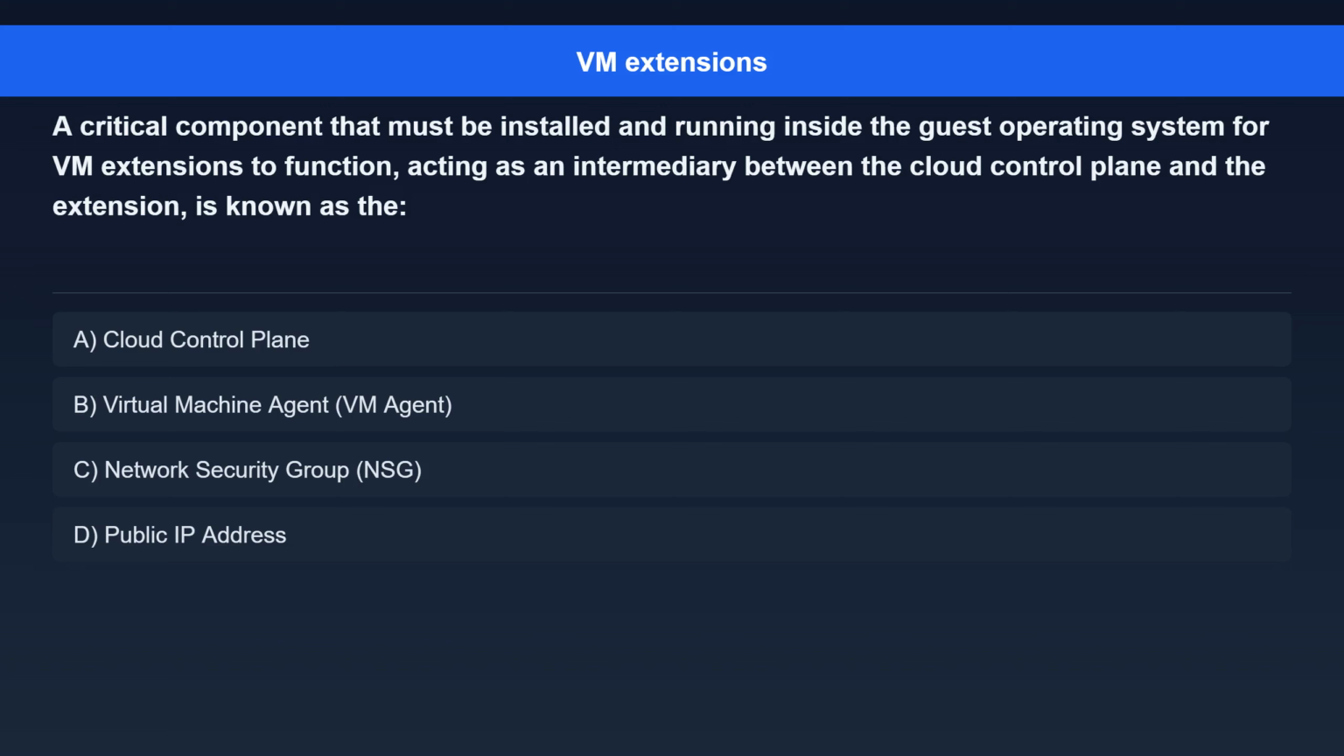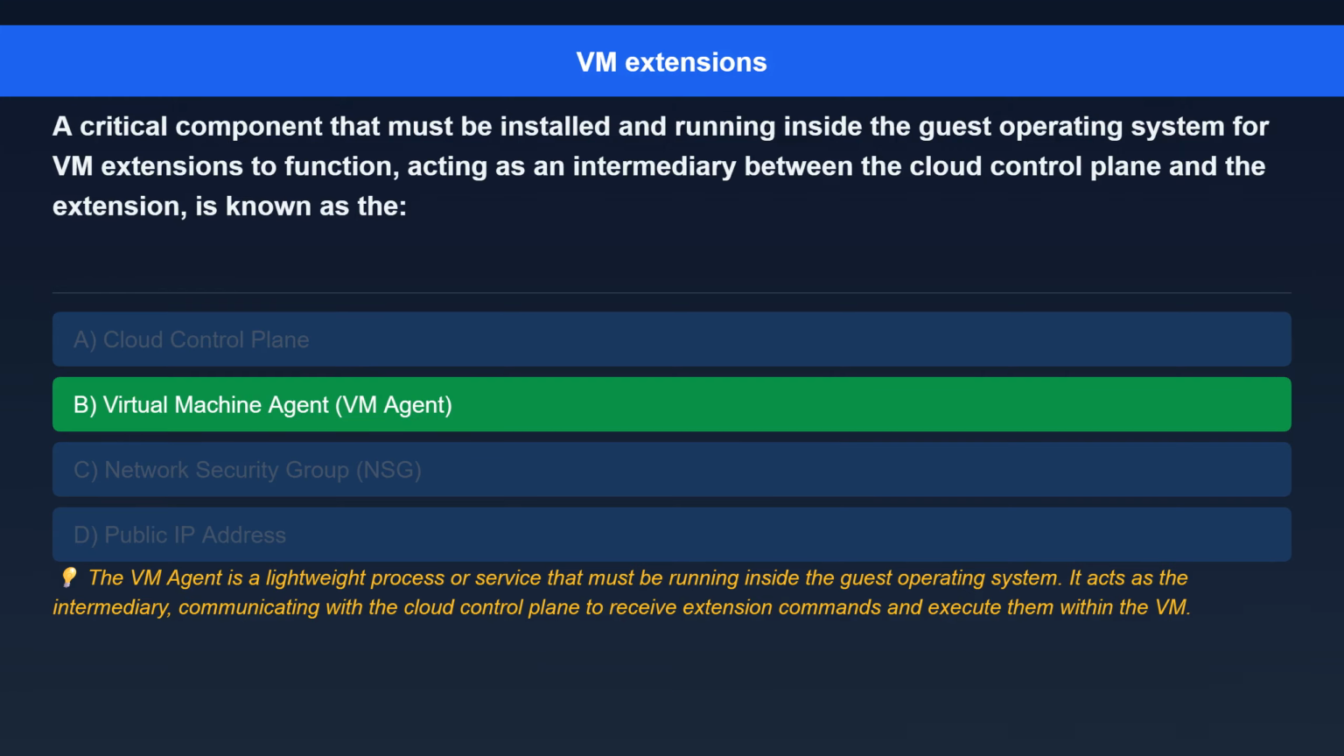Question 2. A critical component that must be installed and running inside the guest operating system for VM extensions to function, acting as an intermediary between the cloud control plane and the extension, is known as the Option A. Cloud Control Plane. Option B. Virtual Machine Agent, VM Agent. Option C. Network Security Group, NSG. Option D. Public IP Address.